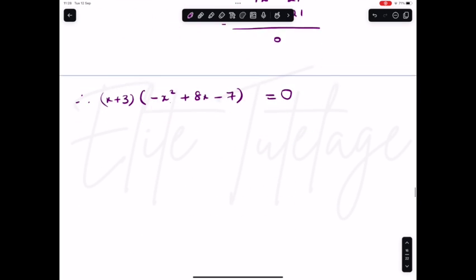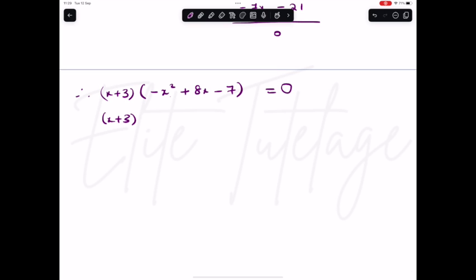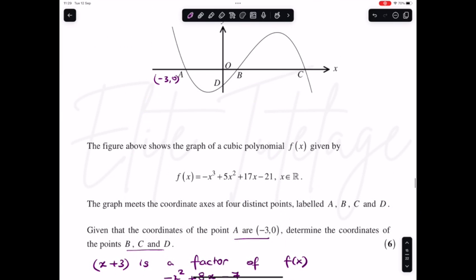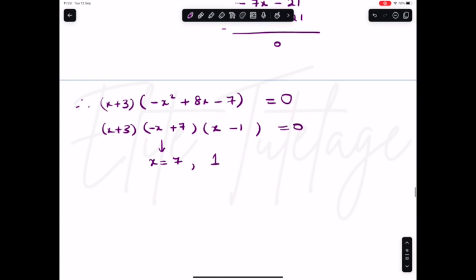Okay, so I'm going to factorize here, and that will give me (x + 7)(x − 1) = 0, and therefore I get my extra roots, x equals −7 and 1. So those are my other coordinates on the x-axis. For the y-axis, x is 0. So pop it into the main function, and you'll simply get minus 21 when you do so. And there you have it.